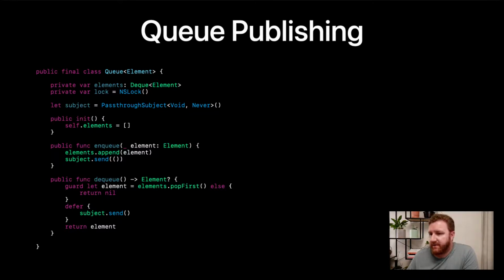Okay, so hopefully that makes sense. Yeah, so anytime we enqueue or dequeue anything, we use a lock to protect that, and then we will send that to our internal subject, say, as just a notification. We're not actually emitting the value into that subject. We're emitting a void just to say that, hey, the queue was mutated.